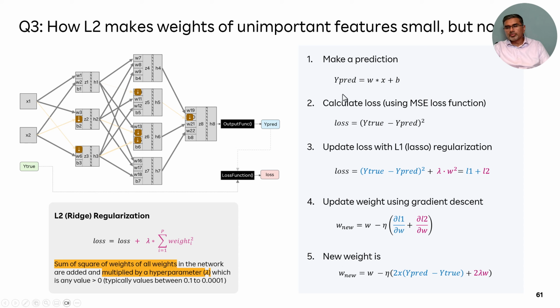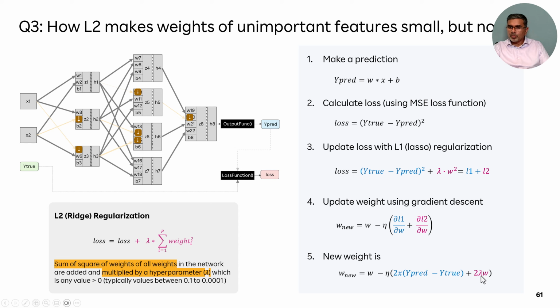So in the case of ridge regularization or L2 regularization, your new weight is going to be the current weight minus the learning rate times the partial derivative, which is covered in episode 1. You can go back and refer to that. The only change here is that you're adding this penalty, which is 2 times lambda, a hyperparameter, times the weight.